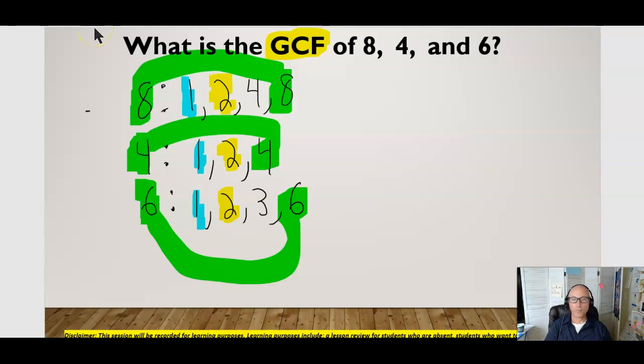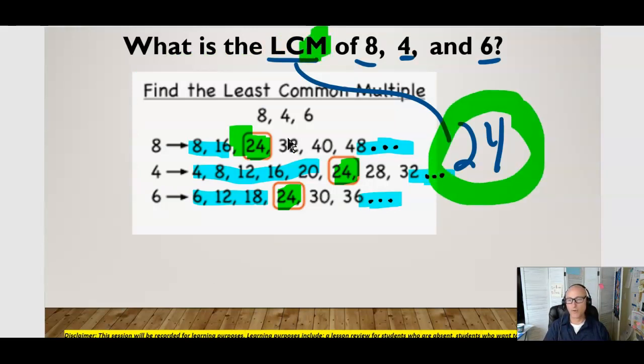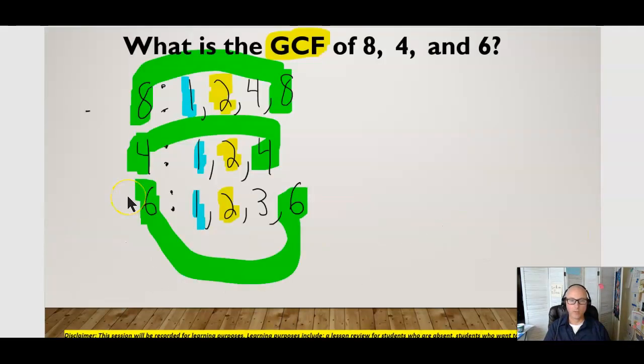is 2. That's it. So pretty small number. If you look at multiples, the answers are usually pretty big for multiples because they go on forever. But factors, the answers are usually smaller. Like here you have 8, 4, and 2.